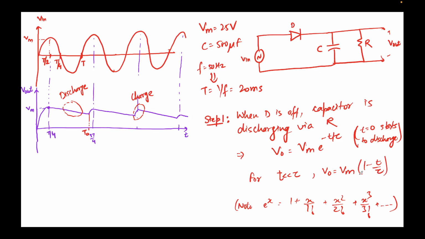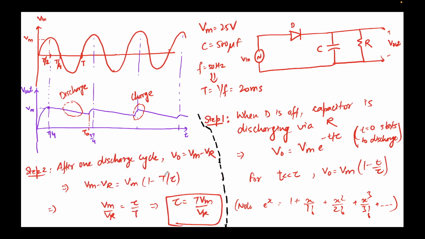Now we have the expression for the output waveform. Just after one discharge cycle, at this junction, which we note as t equal to T0, the two voltages should be equal. So what's the voltage here? Vm, the peak voltage, minus Vr. This is what we define as the ripple voltage, the peak voltage minus this. That is the extent to which the output voltage has dropped while the capacitor was discharging.